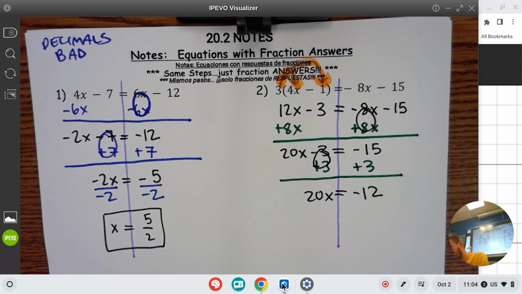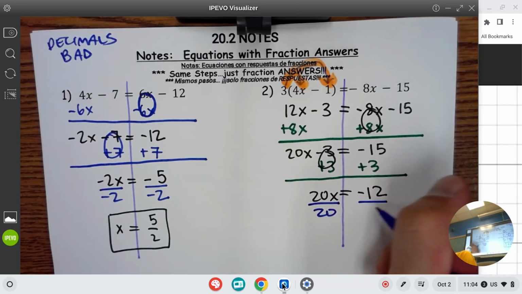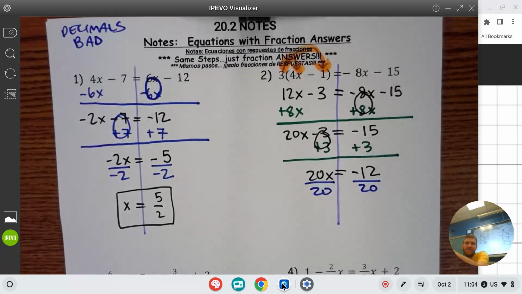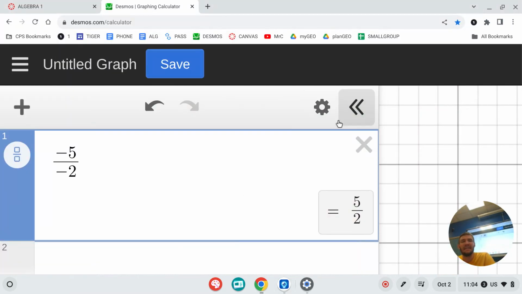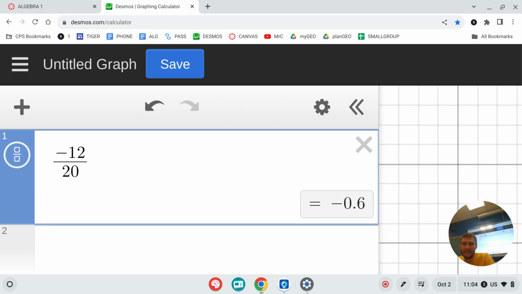And how do we finish every question? Divide. But when we do divide, we're looking at something a little bit ugly, a little bit gross. Negative 12 over 20. Yuck. Desmos. Fraction. Negative 12 on top of 20. I get a decimal. Remember, decimals are bad.